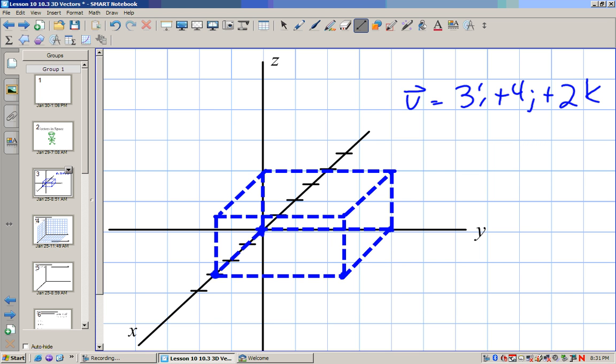Now we need a box in order to show depth, to show exactly where our vector is going. Our vector starts at 0, 0, 0, goes 3 in the x direction, 4 in the y direction, and then 2 up. So our vector looks like this. Without our box that is drawn here with dotted lines, we have no idea what this vector would represent. The box gives it shape, gives it depth, so we know exactly where that point is.